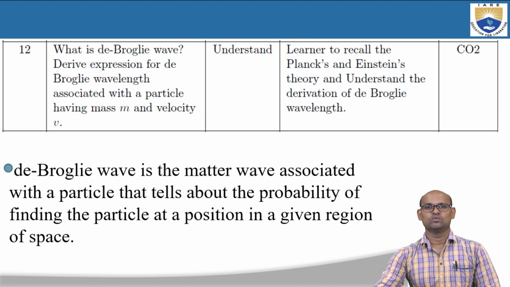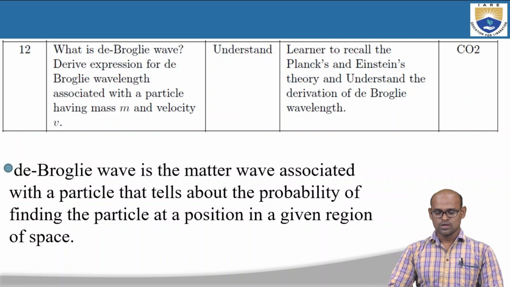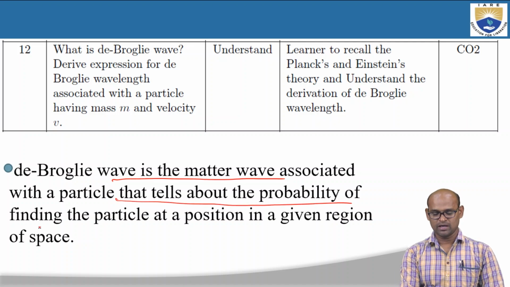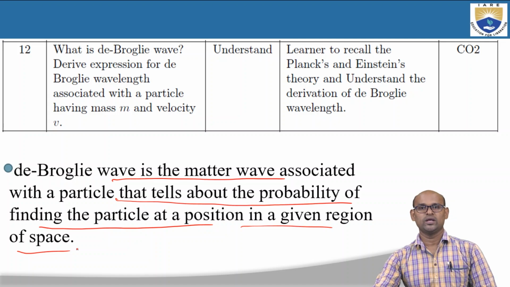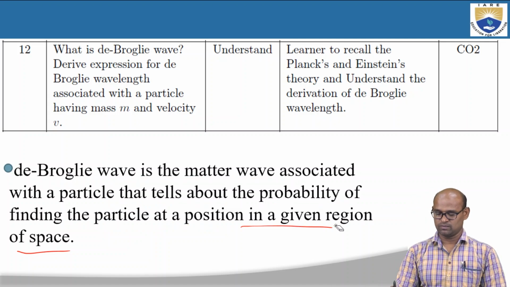So the second question: what is de Broglie wave? Derive an expression for the de Broglie wavelength associated with a particle having mass m and velocity v. De Broglie wave is the matter wave associated with a particle, and that tells us about the probability of finding the particle at a position in a given region of space. De Broglie wave is nothing but the probability wave or matter wave associated with a particle.